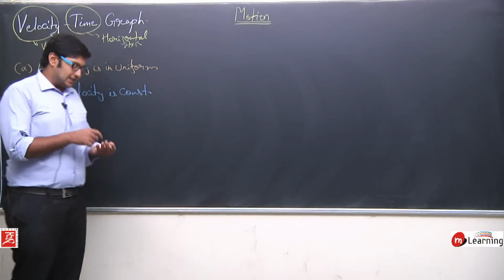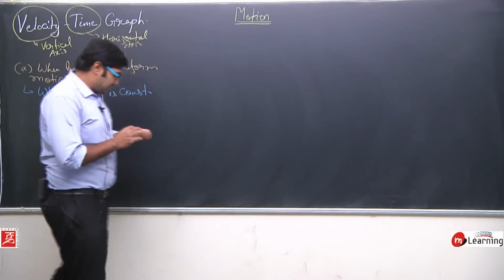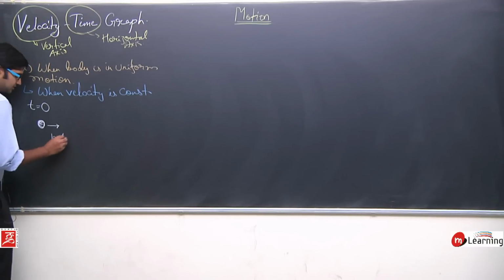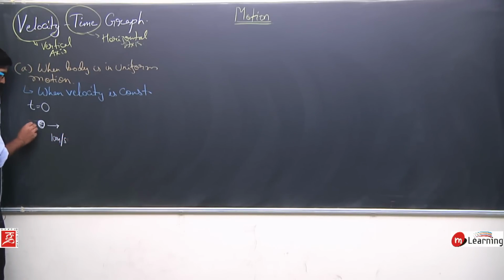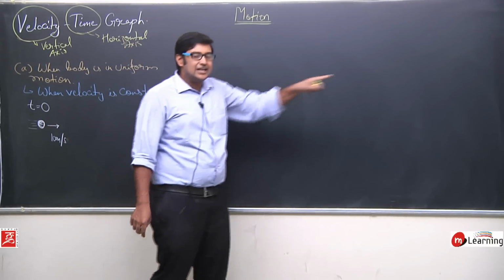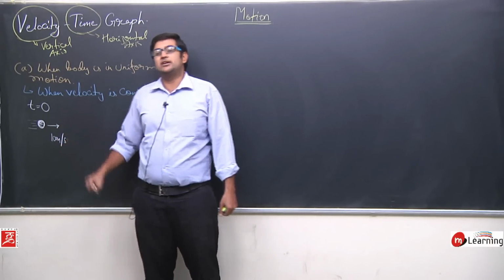Now let's take some example of how the body is traveling. Let's say at t equals 0, this is a ball, and I am observing this ball which is moving at some velocity. Let's say this ball is moving at 10 meters per second. Let us assume that at t equals 0, this ball is moving in a straight line, and I observed that it is moving with the speed or velocity of 10 meters per second.